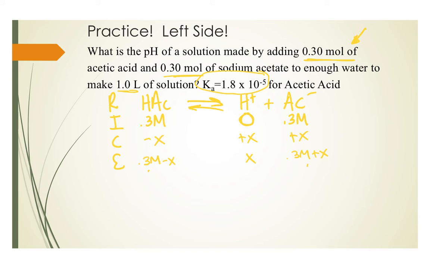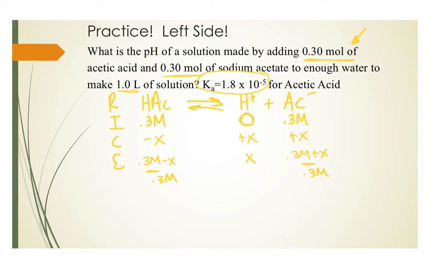So the equilibrium is not going to change the concentrations of those two very much at all. And so as a result of that, we can go with an equilibrium concentration of 0.3 molar there and 0.3 molar there.